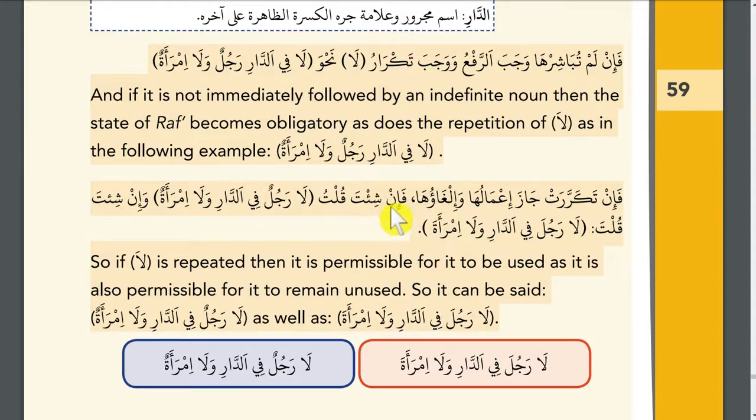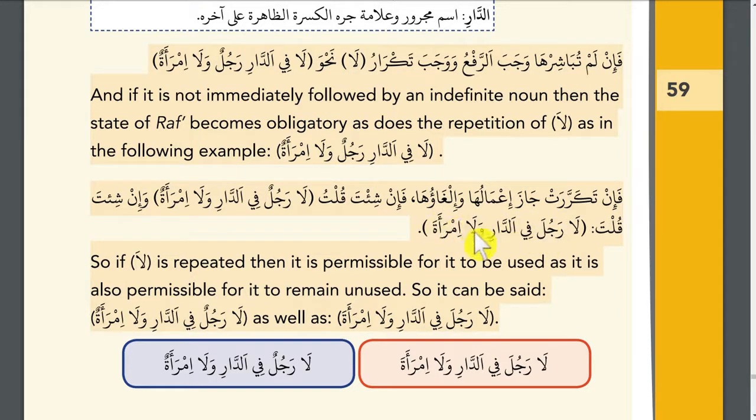فَإِن شِئْتَ قُلْتَ, he says. So if you want, you can say this, لا رجل في الدار ولا امرأة. وإن شئت, and if you wish, you can say لا رجل في الدار ولا امرأة. جاز إعمالها here. You can make it work. لا رجل في الدار ولا امرأة.